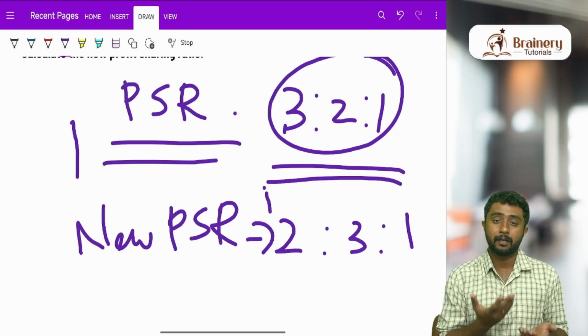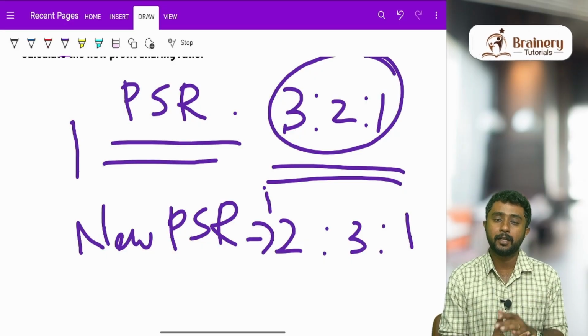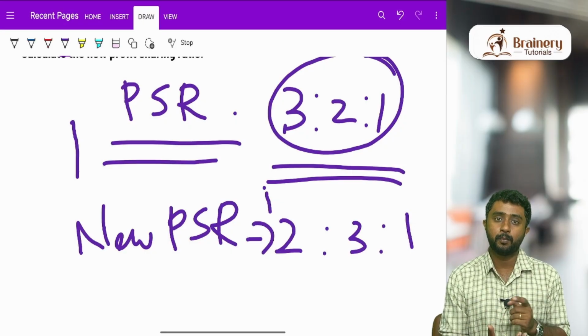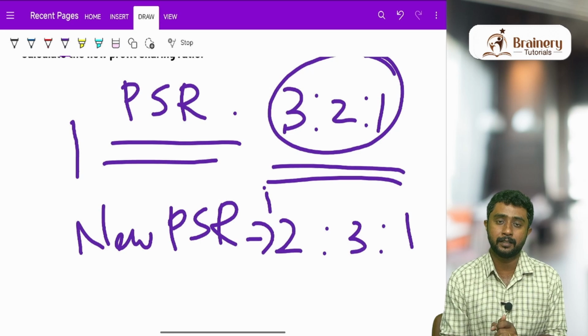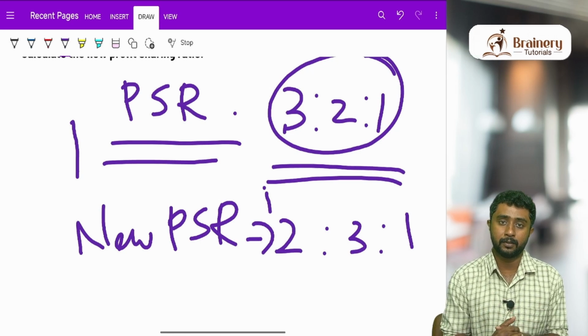So for that purpose, what are we going to do? We will take the old agreement, cancel it, and make the new agreement and place it in the place of the old agreement. So this process also should be there so that we can call that situation reconstitution of partnership firm. So basically what is reconstitution of partnership?